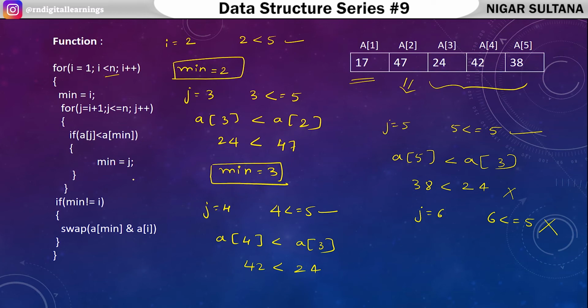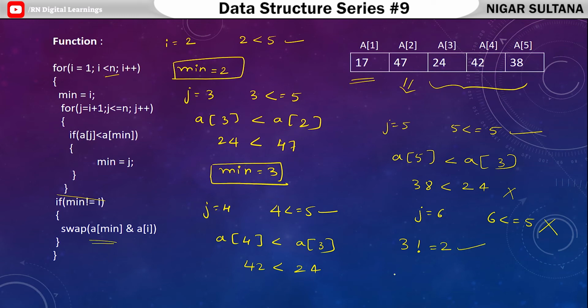it is the end of the j loop now. Now check the if condition. Min value is 3. Is 3 not equal to I? I value is 2. Is 3 not equal to 2? It is true. If it is true, I must swap this.